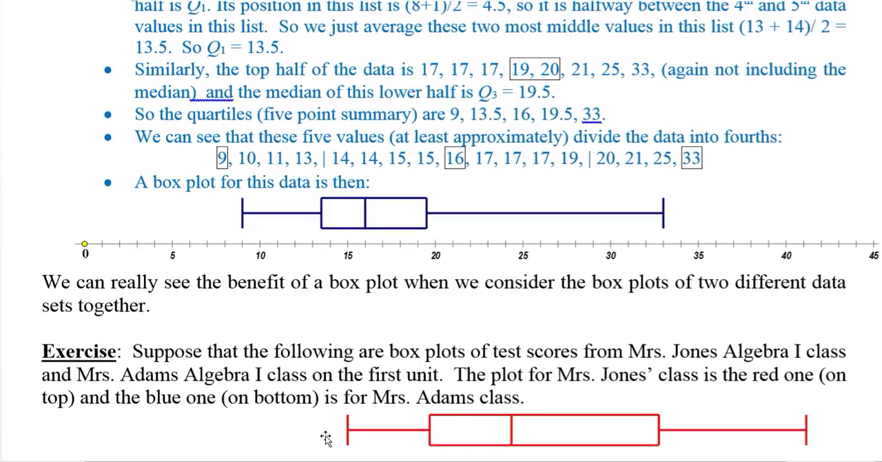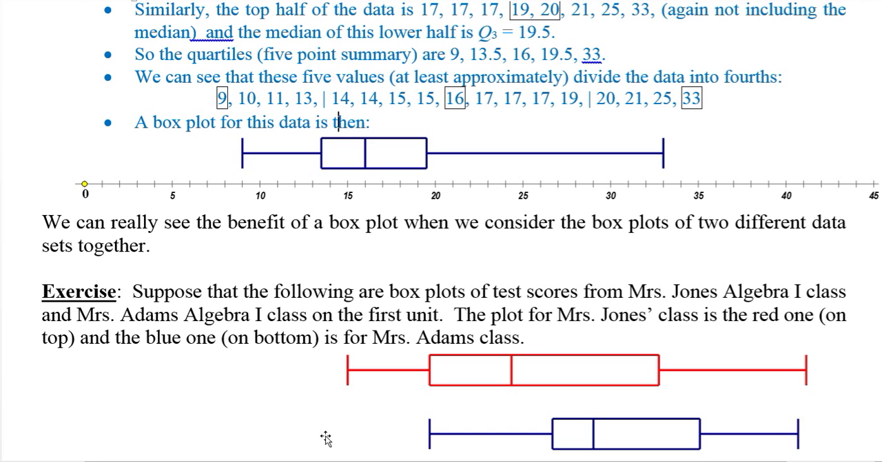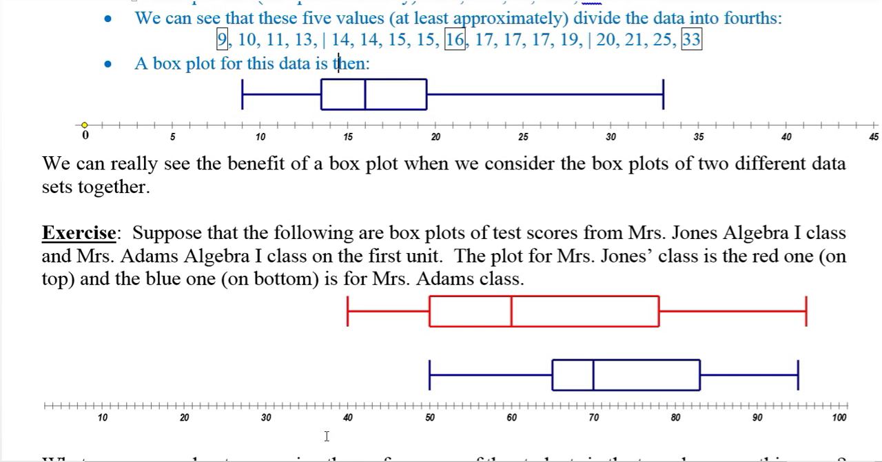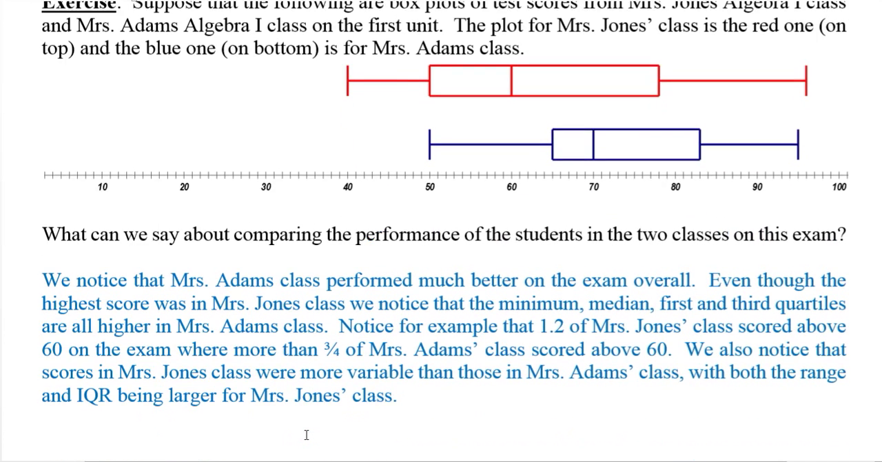One of the benefits of a box plot is when you have two classes, or two data sets. So let's suppose these are box plots of test scores from, let's say, Mrs. Jones' Algebra 1 class and Mrs. Adams' Algebra 1 class. And this is their first unit test. Mrs. Jones' class is the red one on the top, and the blue one on the bottom is for Mrs. Adams' class. Can you make any comments about the relative performances of the two classes? Press pause and think about that a minute. Okay, when you come back, what can we say?